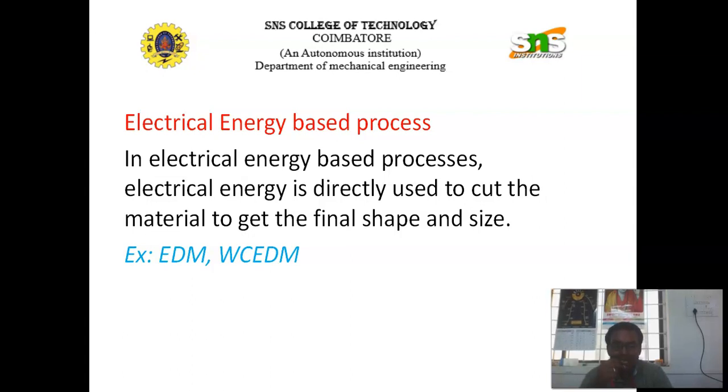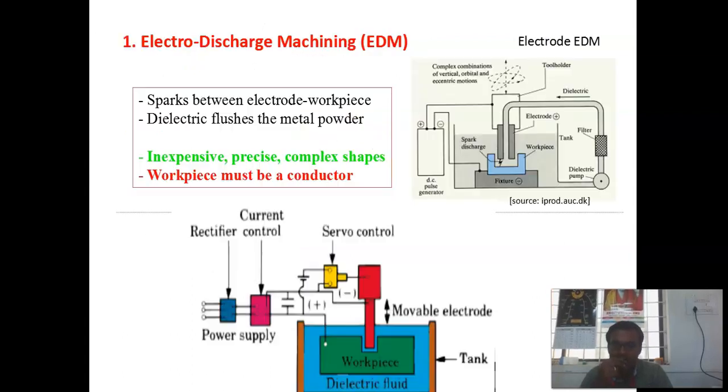In electrical energy based processes, electrical energy is directly used to cut the material to get the final shape and size. Some examples of electrical energy based processes are electrical discharge machining and wire cut electrical discharge machining. This is the 2D diagram of the electrical discharge machining process, EDM. This is the simple 2D diagram. I will look into the image.